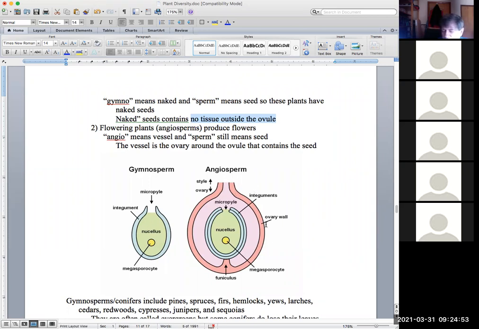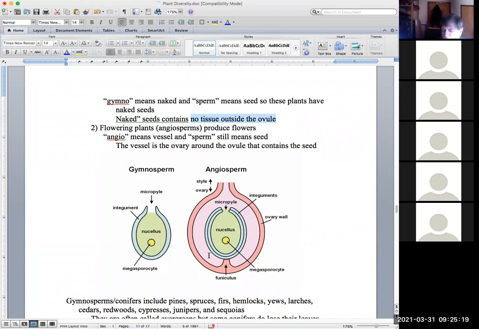Now, all this kind of pinkish around the integument that we see in the angiosperm, notice that none of that is present in the gymnosperm. This is why the gymnosperm is a naked seed. This blue oval represents the outer edge of the ovule, and there's nothing beyond that. That's why this is naked.